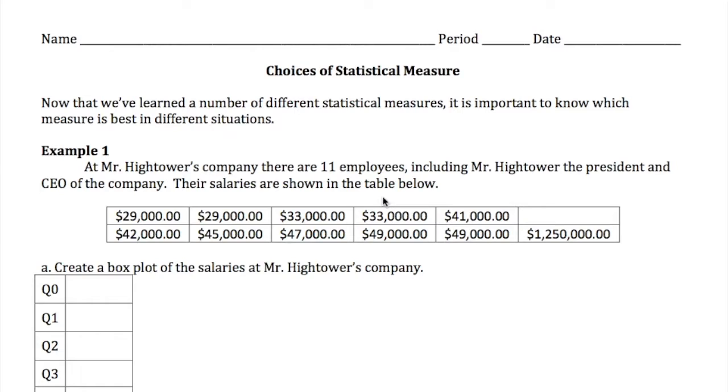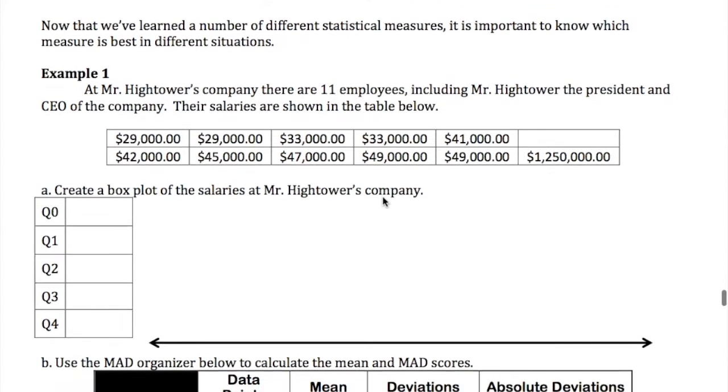Hello again. Now that we've learned a number of different statistical measures, it is important to know which measure is best in different situations. So let's look at the following example, and we should be able to gather some information from that. At Mr. Hightower's company, there are 11 employees, including Mr. Hightower, the president and CEO of the company.